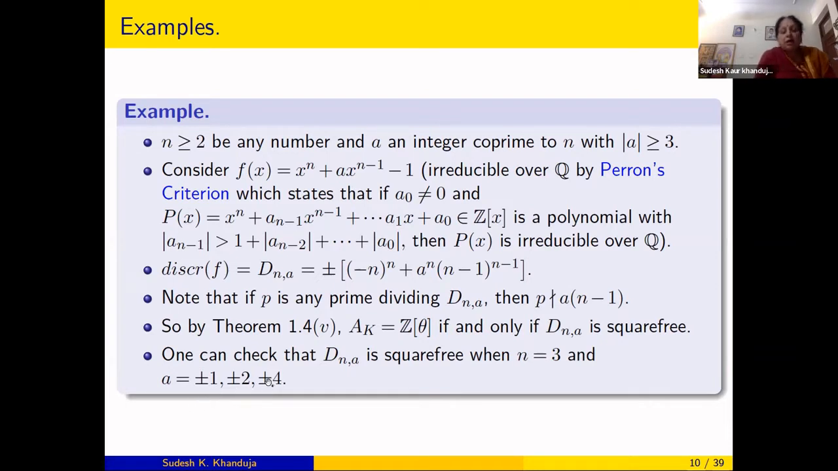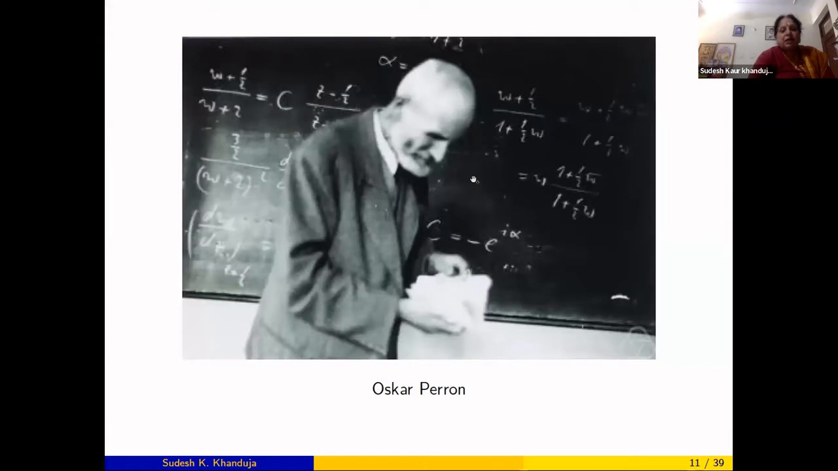And for larger n and larger a, we didn't care to check because the calculation went very long. This is a parent criterion.